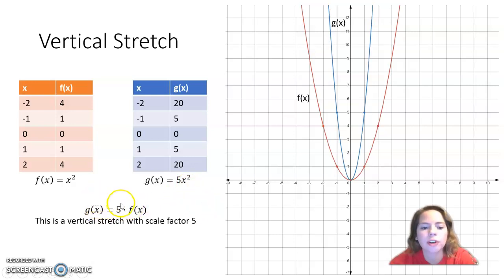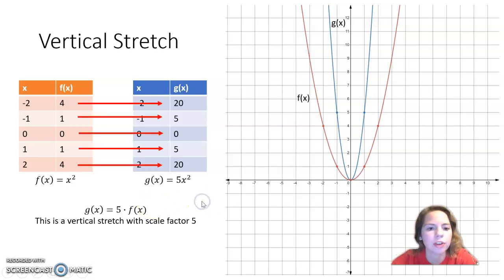If you're looking at your function values, we're doing 5 times the f of x value. Remember f of x is your y value. So it's essentially 5 times the y value, and that's affecting the y values on the y-axis. That's why this is considered to be a vertical stretch. I also usually think about it like it's being stretched upward.